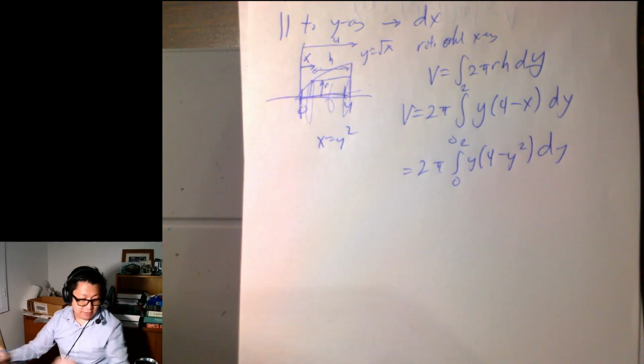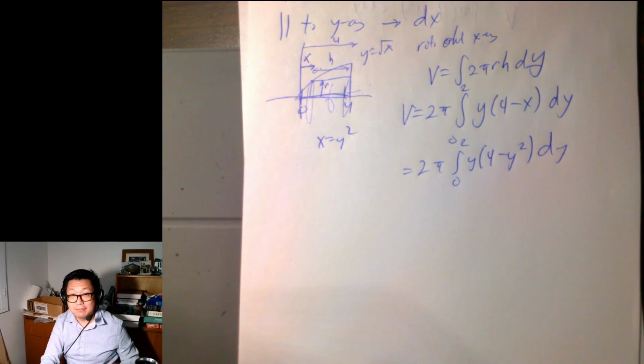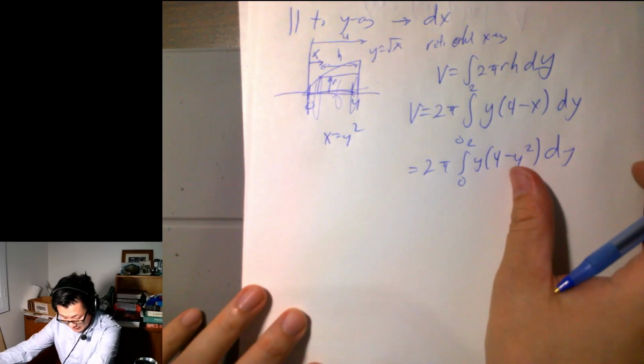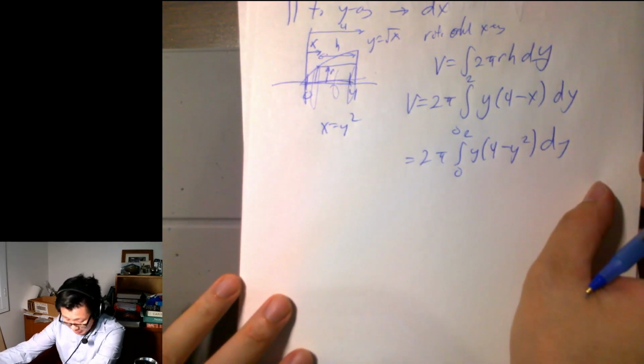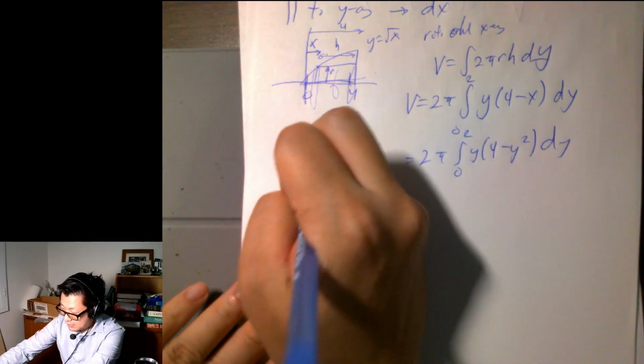Now let's see if we can find an example of a problem that can't be solved using disk or washer, but has to be solved using shell. Pause here. And I'm back, and I found a question. This is actually an example taken from Stewart.